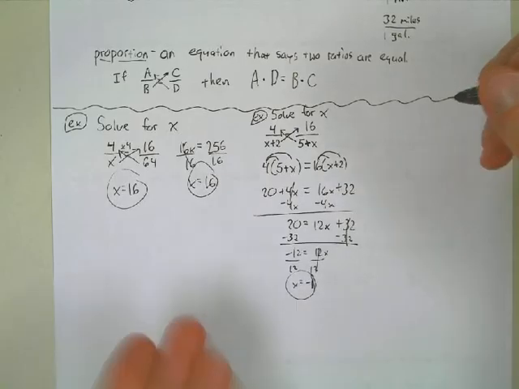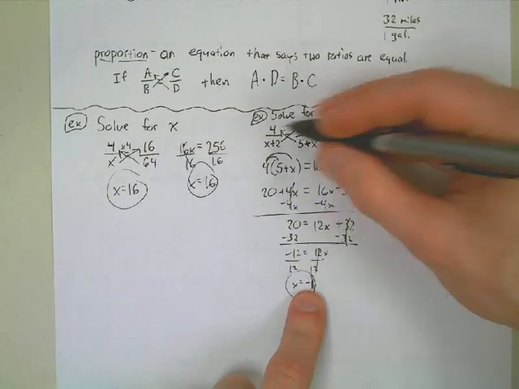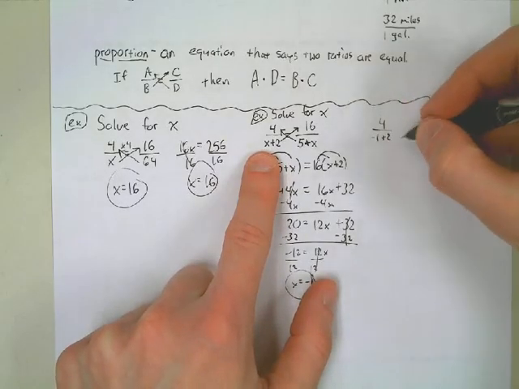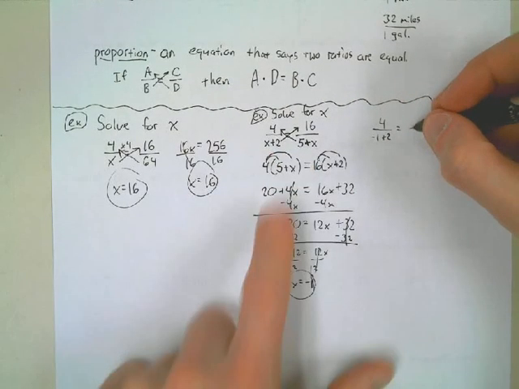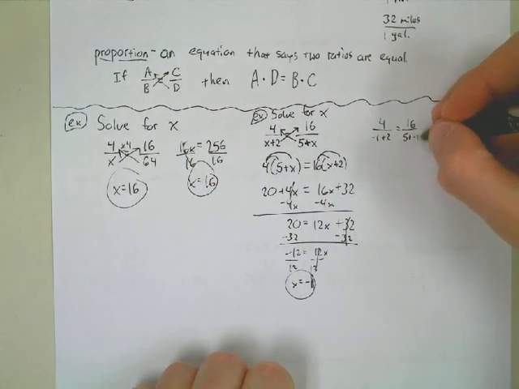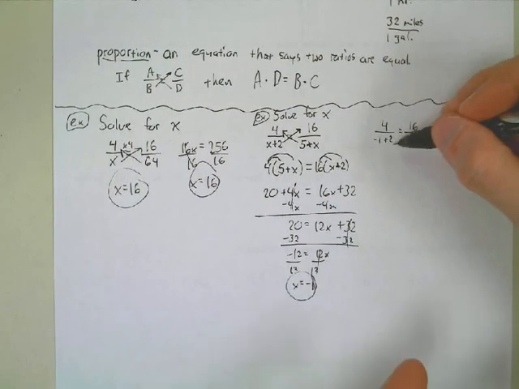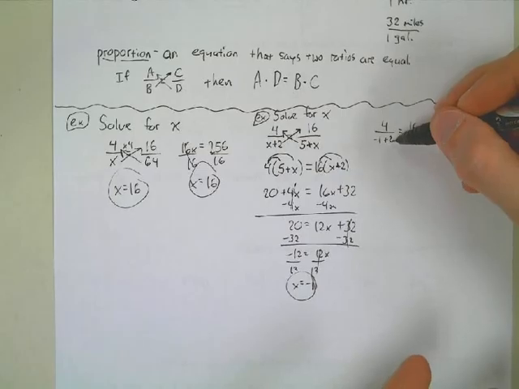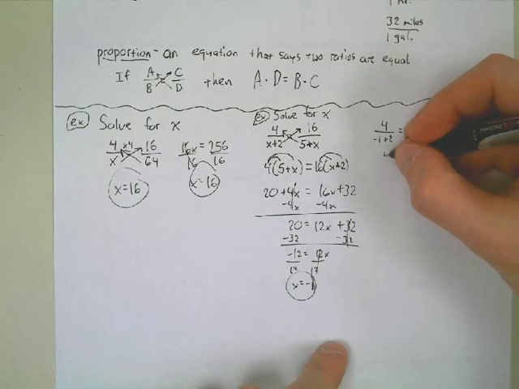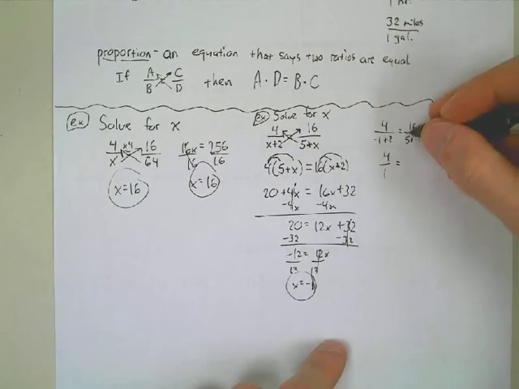If I plug this negative 1 back in for x up here, I get 4 over negative 1 plus 2, right? And then if I plug the x back in for this one, I get 16 over 5 plus negative 1. Okay. What's negative 1 plus 2, though? 1. Okay, so it's 4 over 1. And then 16 over 5, what's 5 plus negative 1? 4, so it's 16 over 4.